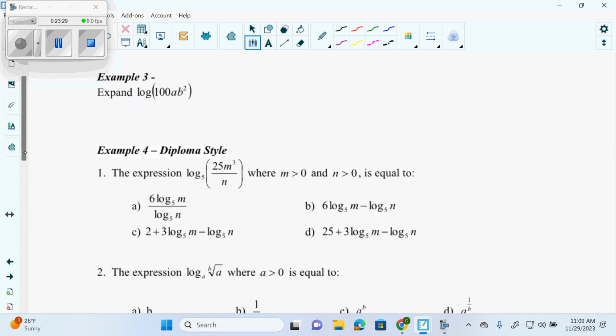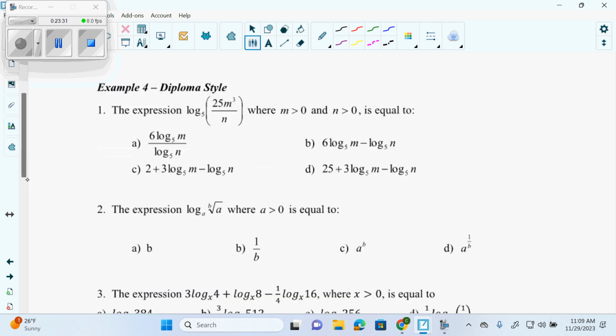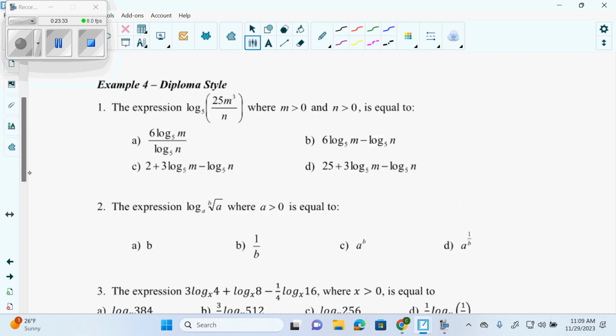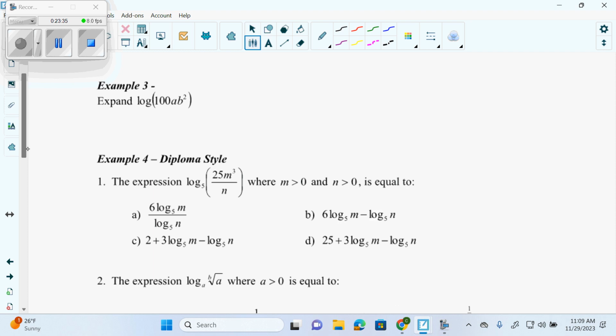Okay. Look at example 3 and example 4. I want you guys to try them out. This one's an expand. I'll do this one first together, actually. Now, remember, I told you, if it doesn't have a base, put base 10 because it often helps you out. I will always do it.